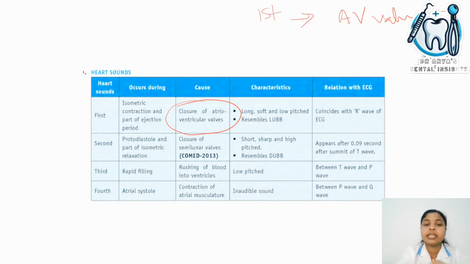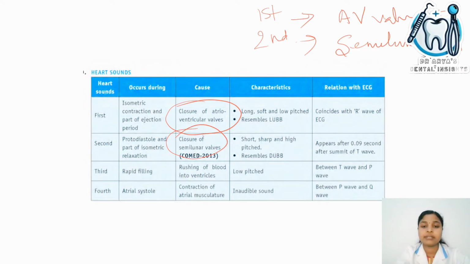Then the second sound occurs during protodiastole and part of isometric relaxation, and it is due to the closure of semilunar valves. It is a short, sharp, and high-pitched sound. It is very, very important. The second sound is due to semilunar valves, and it resembles the dub sound. It appears 0.09 second after the summit of the T wave.